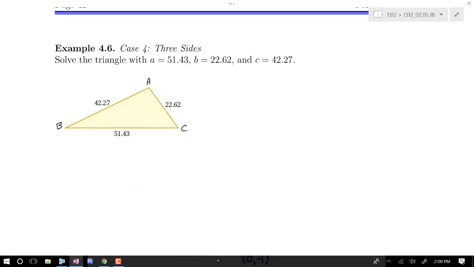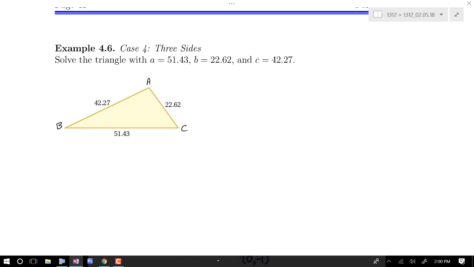So here they've given us all three sides, but no angles. So obviously we have to start out finding an angle, and we're going to use the law of cosines for this. Can somebody tell me why we cannot use the law of sines to find an angle? Because you need a matching pair. Yeah, we need a side and its opposite angle. We have no angles, so law of sines is out the window.